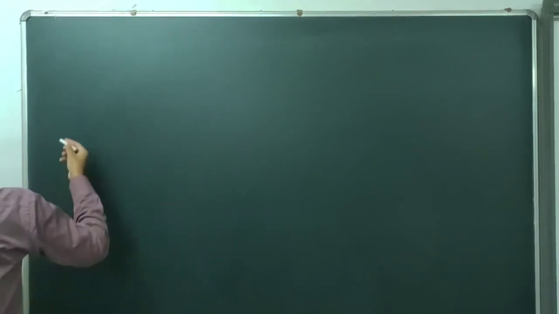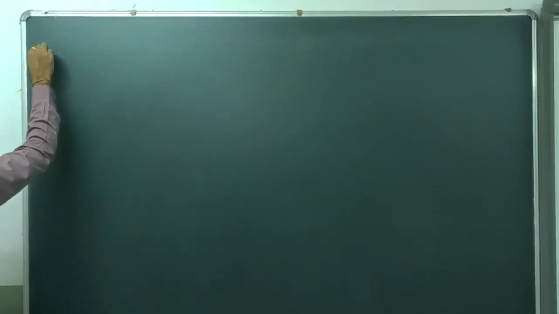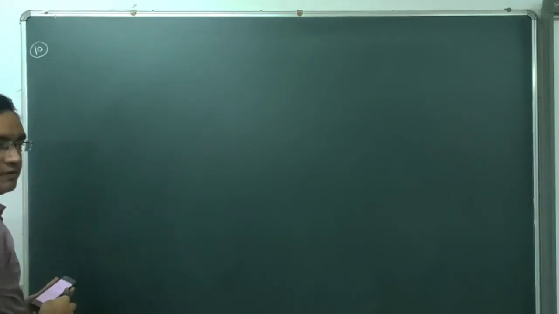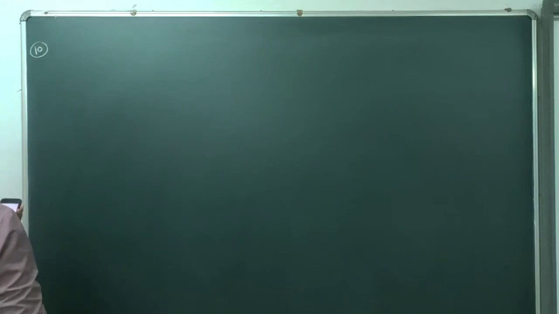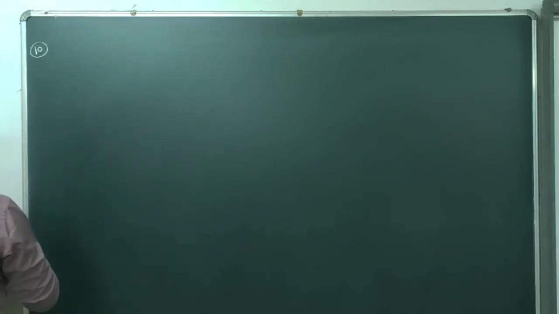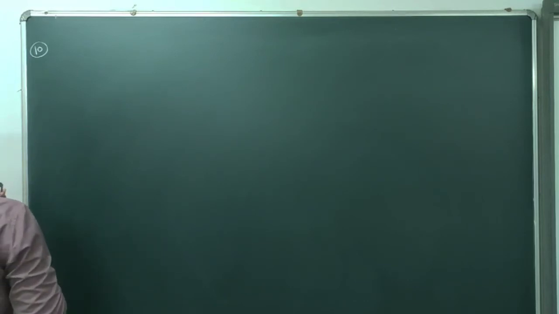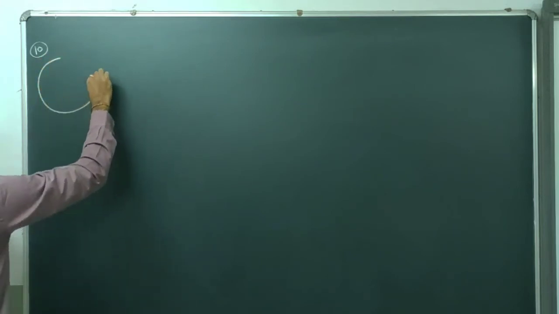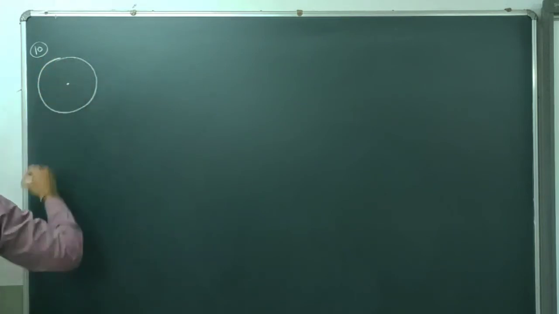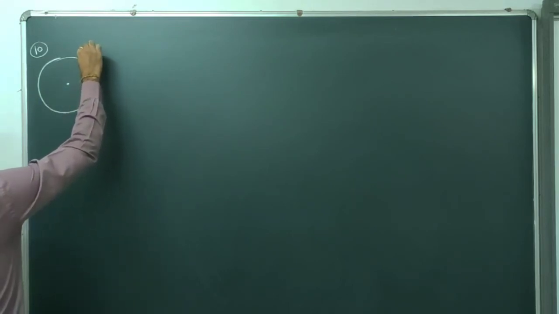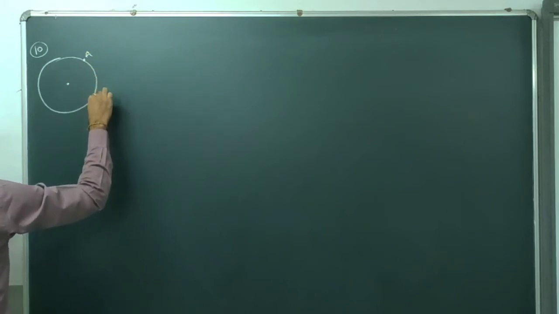Question number 10, very good question, questions like this will come in the exam. So read the question number 10. Find the equation of circle passing through the points 4 1 and 6 5 whose center is on the line 4x plus y equal to 16. So what we are given, we have to find the equation of this circle. This circle is passing through 2 points A and B.